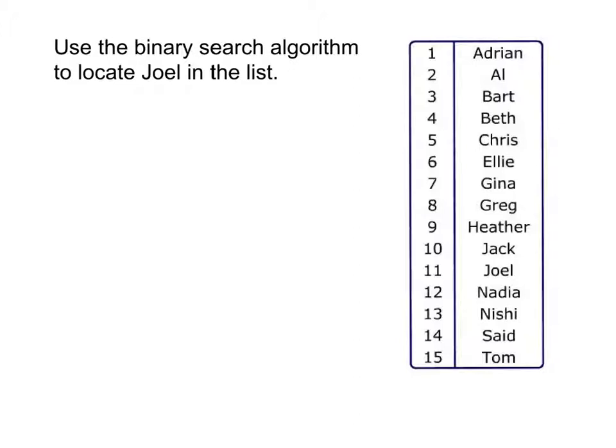We have 15 items in our list. So if we want to find the middle item, we'll have to do 15 plus 1 divided by 2, which tells us that the 8th item is the middle item in our list. Now, the middle item in our list here, the 8th item, is the name Greg.